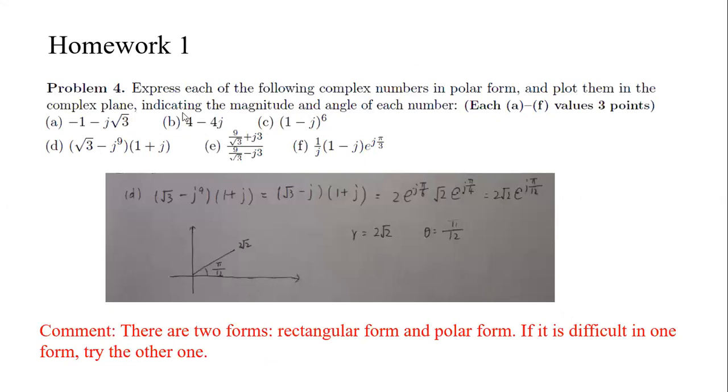And this is another problem in homework one. There are six complex numbers that you are asked to plot in the complex plane and determine the magnitude and the angle of each number. I take the problem D as an example.